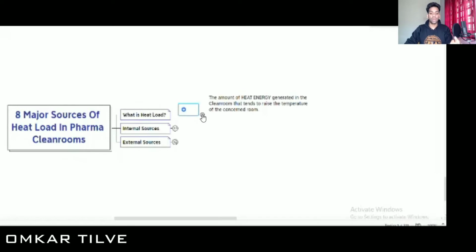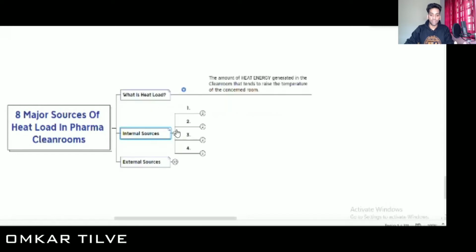So these heat loads are classified into two sources, which are the internal sources and the external sources. So let us see the internal sources. Internal sources are the sources which are within the boundaries of the clean room or within the boundaries of the HVAC system which is catering to that clean room.